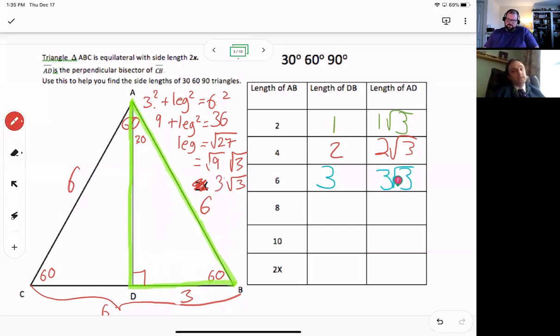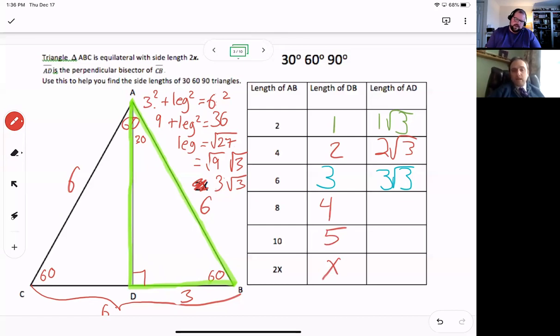Mr. Carlton, I'm starting to see a pattern. I'm starting to see a pattern too. Do you think they get it now? I think they might, because I'm seeing 2 different patterns here. What are your 2 patterns? So the first pattern I'm seeing is because we cut this triangle in half, the length of DB is always going to be half the length of a normal side. So where we had 6, we now have 3. Where we have 8, I think we're going to have 4. 10, we're going to have 5. 2x, we're going to have x. Love it. Cutting all those in half.